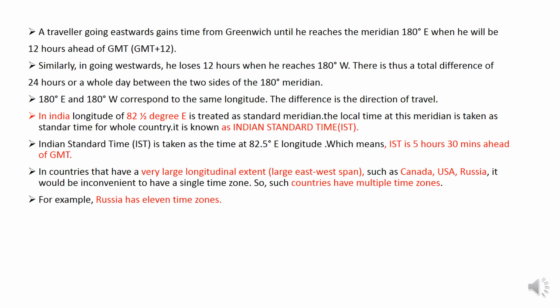A traveller going eastwards gains time from Greenwich. Going eastwards from Greenwich until he reaches the meridian 180 degrees east, he will be 12 hours ahead of Greenwich meridian time. That is, Greenwich meridian time plus 12 hours. Similarly, if he goes westwards, he loses 12 hours when he reaches 180 degrees west.